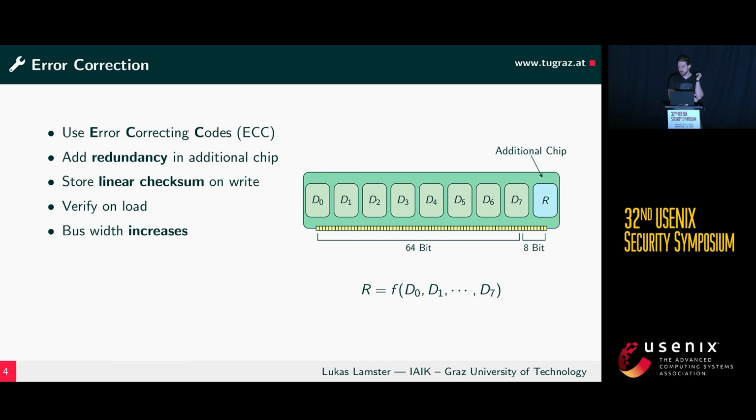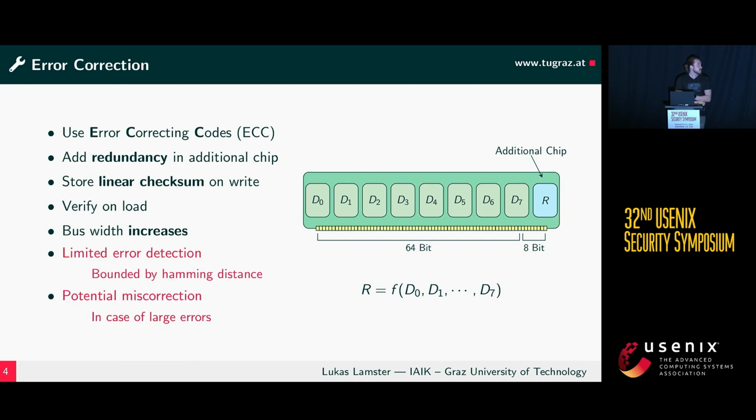When we add these additional chips there, we also increase the bus width of the DRAM from 64-bit to 72-bit in the case of DDR4 DRAM. Now, there are some downsides to error-correcting codes when using linear codes, and one of these downsides is that the error detection is limited. The linear code has something that's called a Hamming distance, and if the error exceeds this distance, then it might not even be detected, or even worse, it might be miscorrected because the code thinks, oh yeah, this error is a different error that I can actually correct, which means that it amplifies the error that we see.